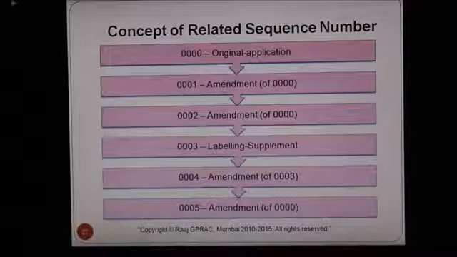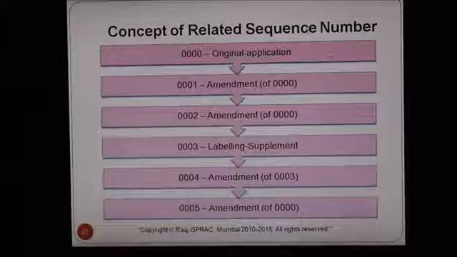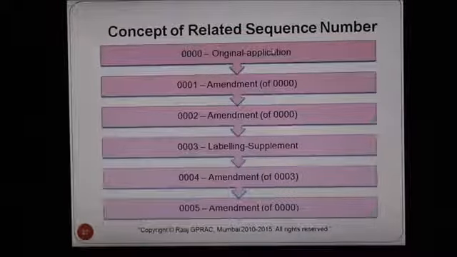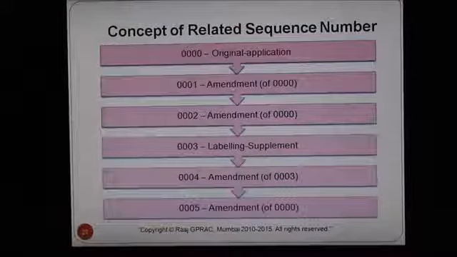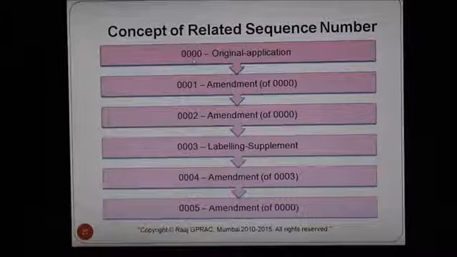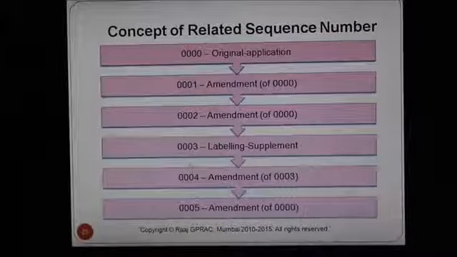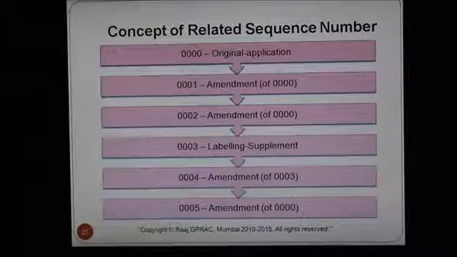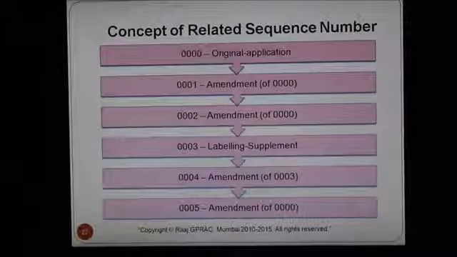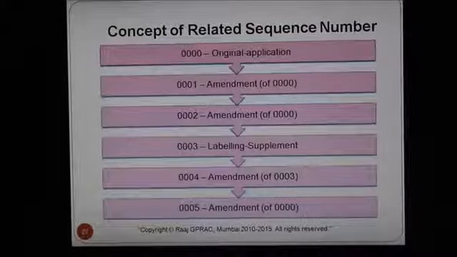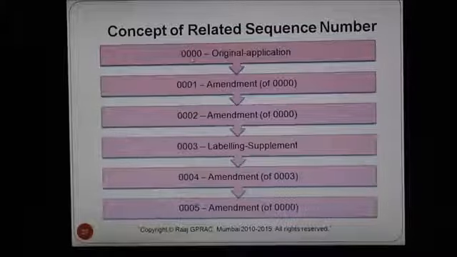So this is a concept of related sequence number. Sequence 0000 is your original application. 0001 could be an amendment of 0000. 0002 could be, again, an amendment of 0000. 0003 could be your labeling supplement. 0004 could be an amendment of 0003. And 0005 could be an amendment of the original application.